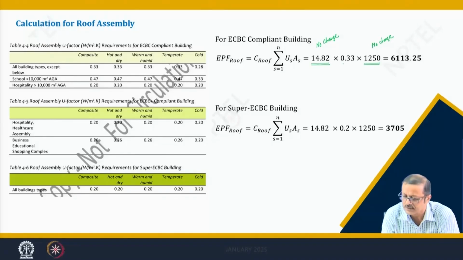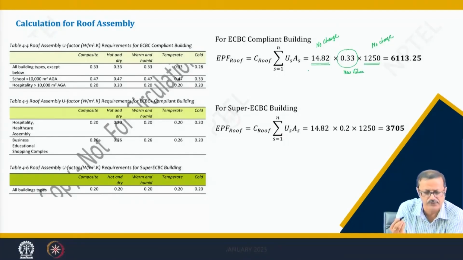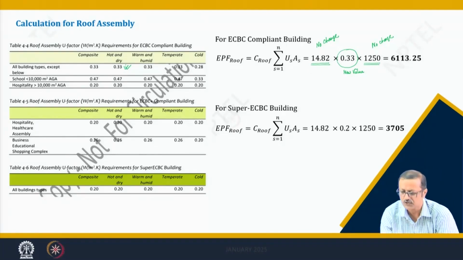Only the change was this U factor, which I think was 2.5 or something, I do not remember. You can go back and see, or 1.5 probably out of 1, and this new value has to be taken from table number 4.4, and this is 0.33, I have taken this one. And in case of the super ECBC, this remains the same, no change, 1250 area of the roof remains the same, only this is the new value.